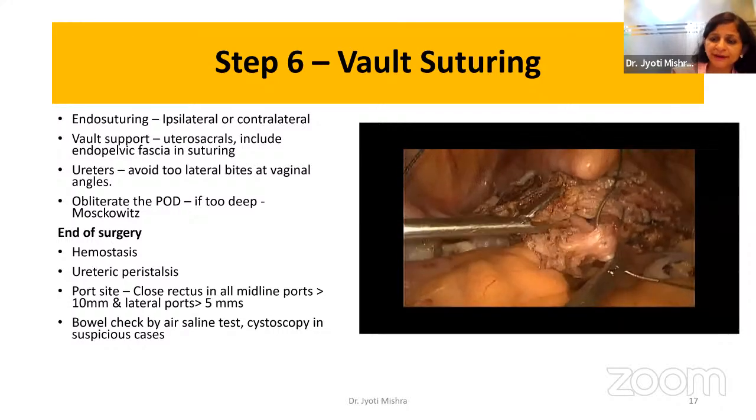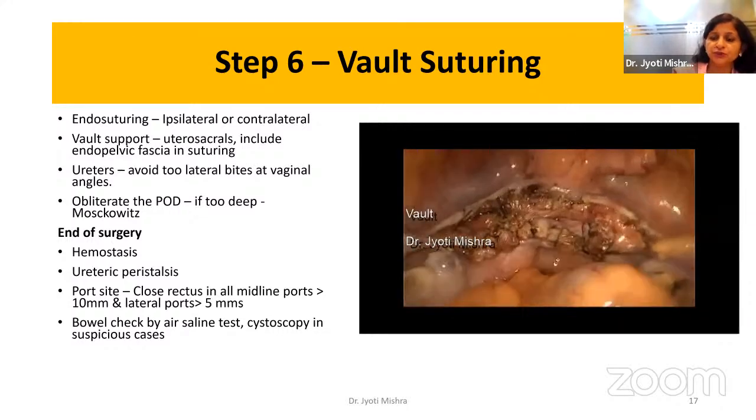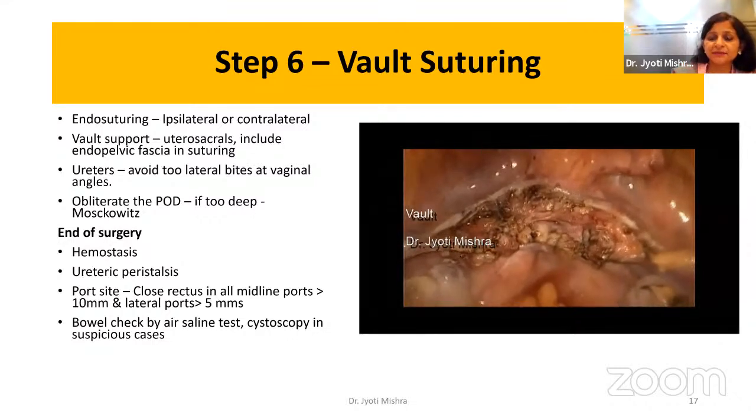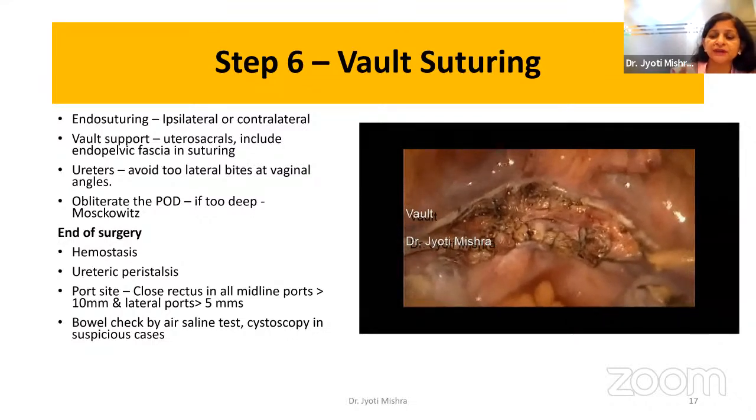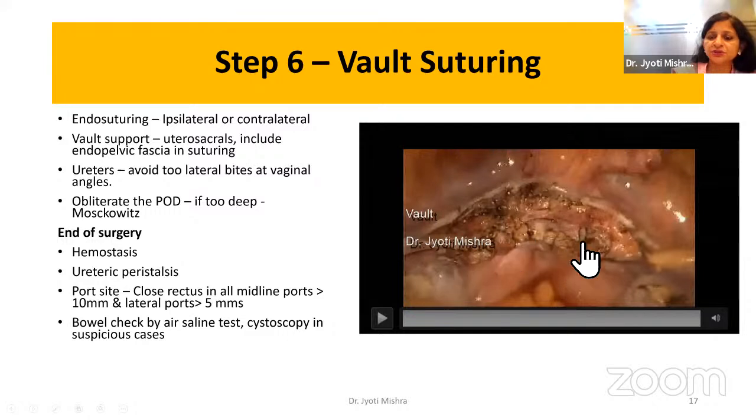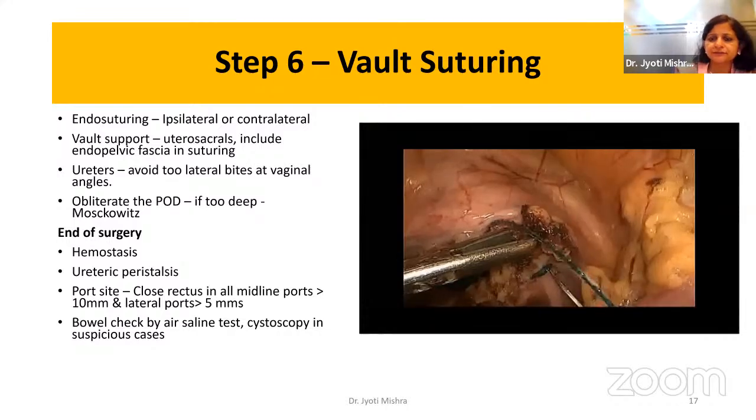So take good bites from the posterior and anterior tissue. And that is why when you're dissecting the bladder, make sure that you push it really down so that you get a good bite of tissue. At the end, this should be the appearance with no bleeding. And I make the assistant pass a finger all around. If there's a small gap somewhere, you can take an extra suture. As well, the ureters have to be checked at the end of the surgery.